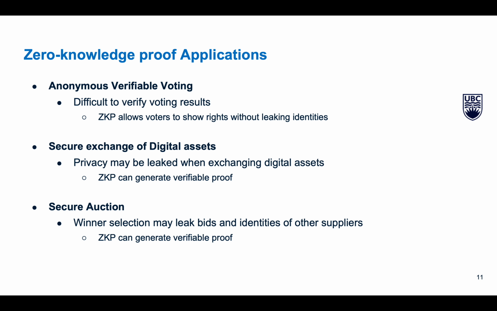Secure auction. During an auction, the government chooses the lowest bids from multiple suppliers. However, during the selection of the winning suppliers procedure, the losing suppliers' bids and identities may be leaked. So ZKP can solve this problem because ZKP can generate verifiable proof for each supplier's bid.